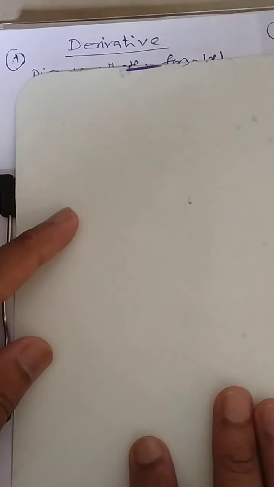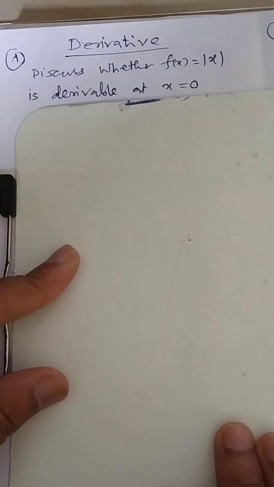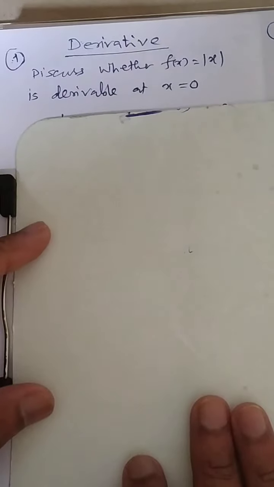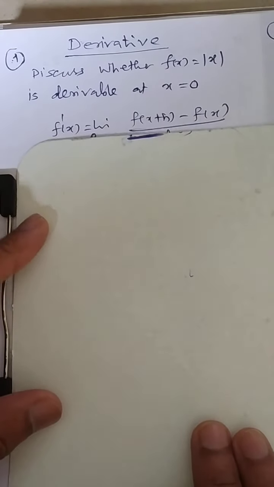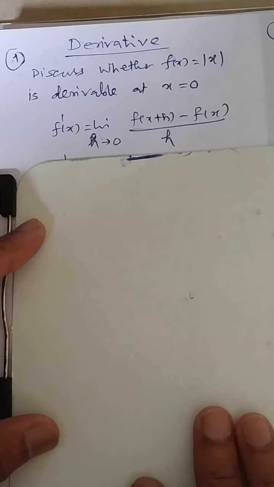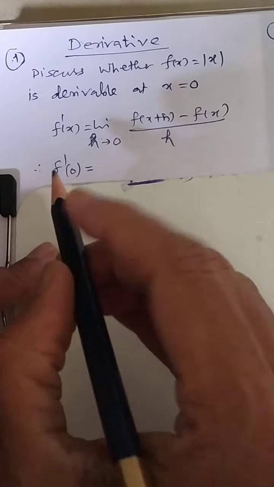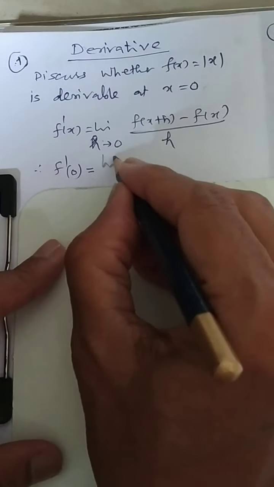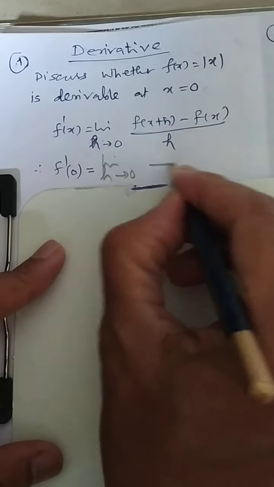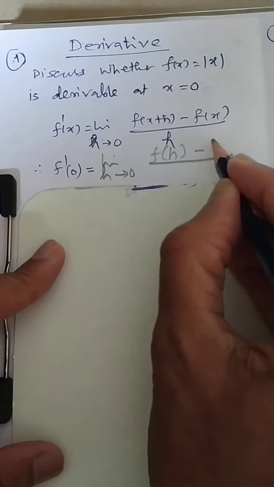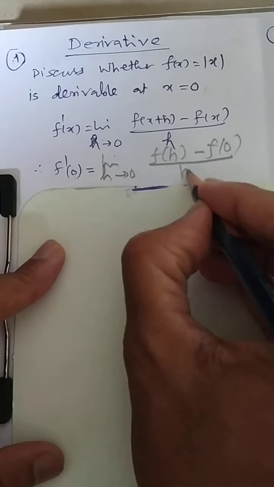Look at the question. Discuss whether f of x equals mod x is derivable at x equal to 0. Now we'll use a definition. f dash of x is nothing but limit as h tends to 0 of f of x plus h minus f of x upon h. At what point are we going to discuss? At 0. So a little change in the definition: this will be 0 over here, and it will be f of h minus f of 0 upon h.